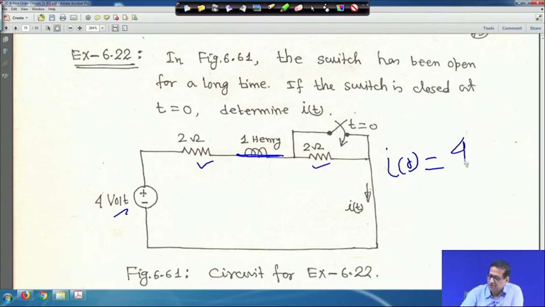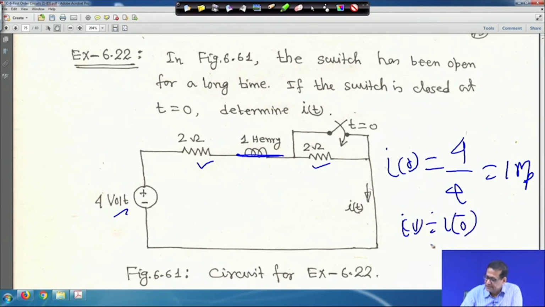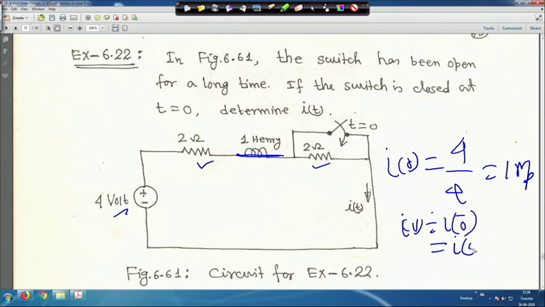So, it will be 4 upon 4 is equal to 1 ampere. This is I 0, and I 0 minus, just before switching, is equal to I 0 plus, just after switching, which is 1 ampere, because current through the inductor cannot change instantaneously.